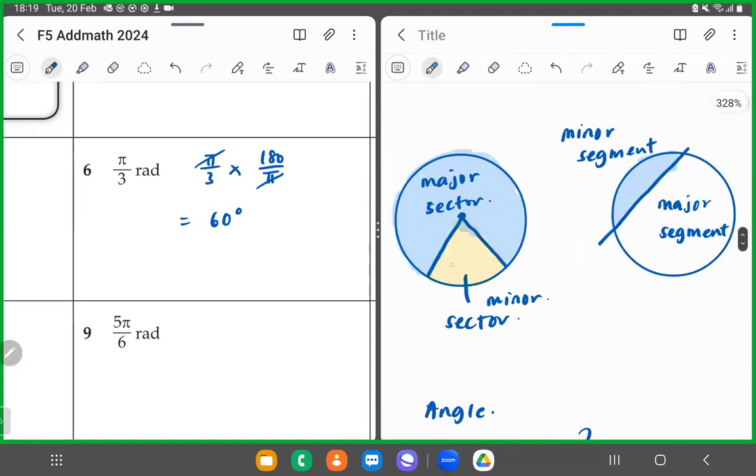We cut a piece of cake, small pieces of cake, we call it minor sector. Bigger piece of cake, we call it major sector. If I slice the cake like this small part here, we call it minor segment. Bigger part here, we call it major segment.